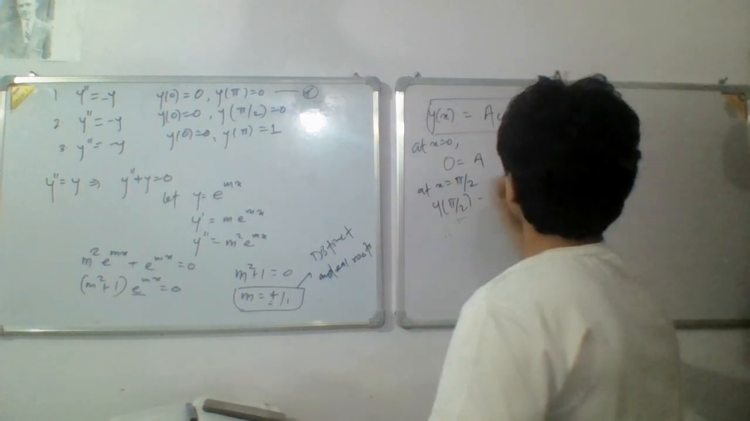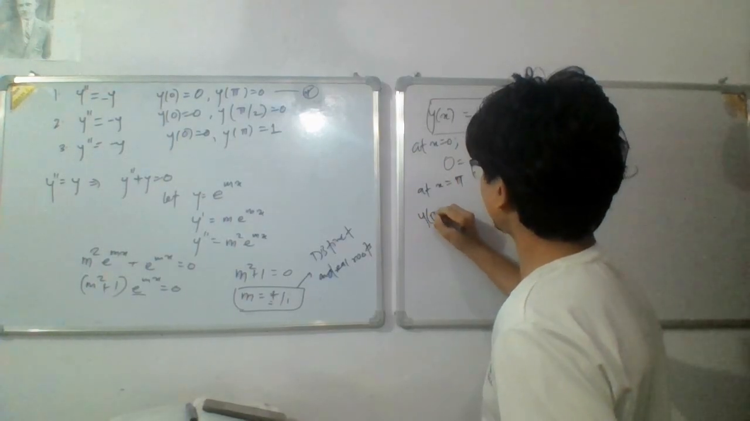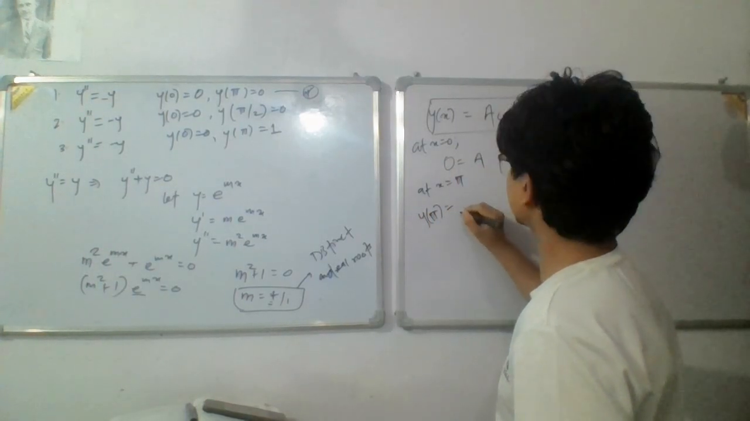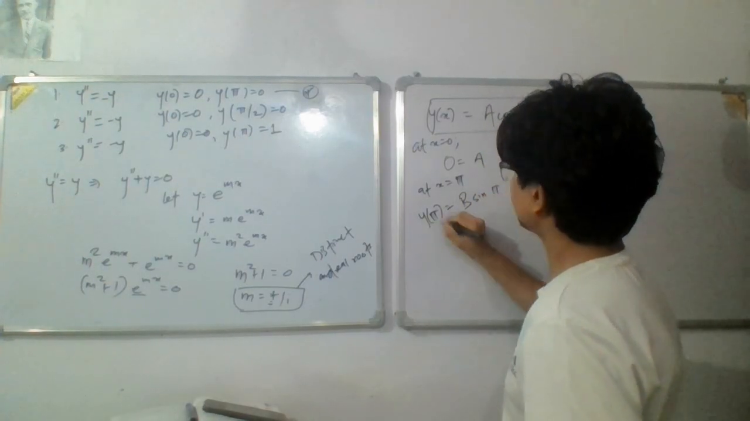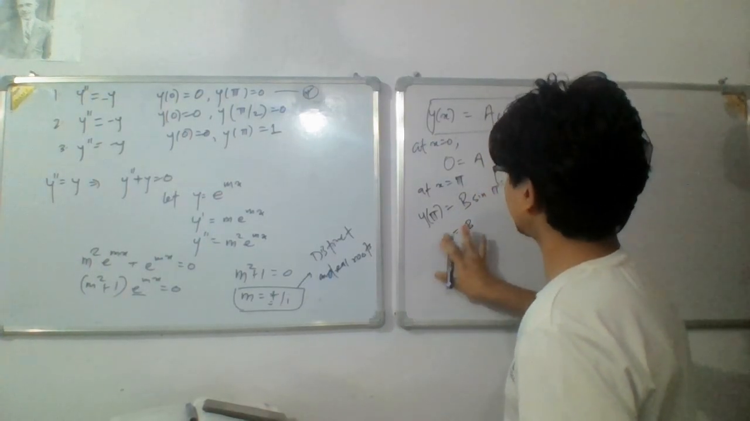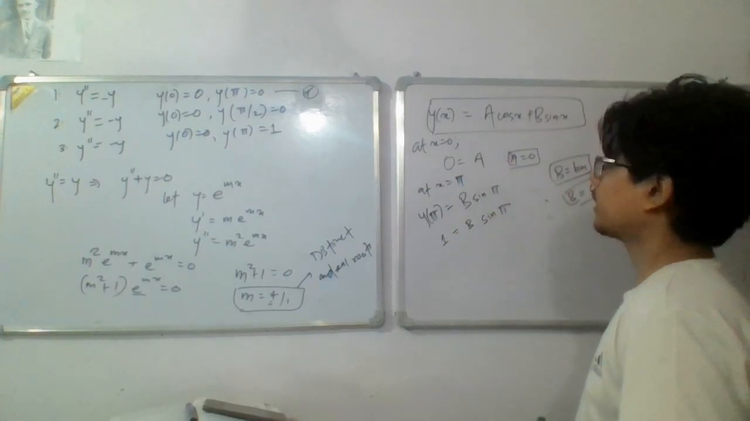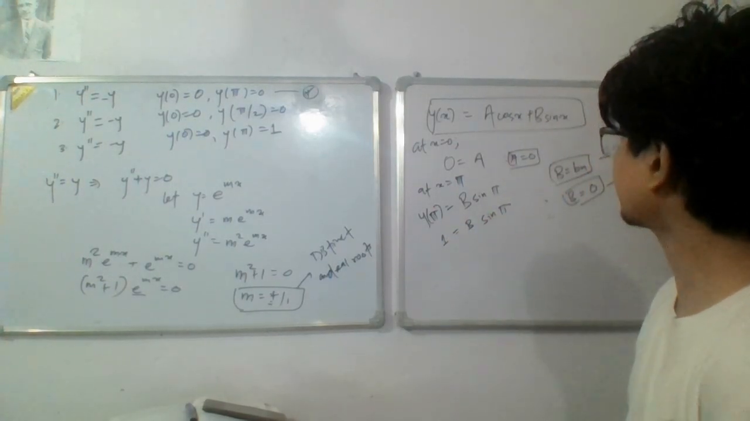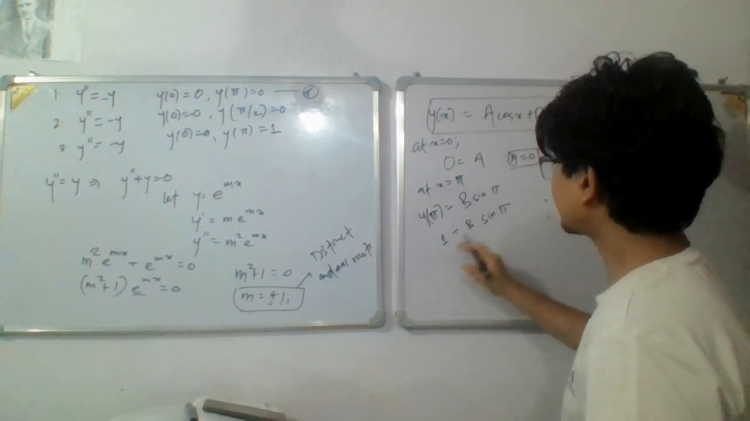And let's check the third condition, that is x equals pi. y of pi equals, a is already 0, so b sine pi, and this equals 1. So this is 1 equals b sine of pi. Now, okay, so let's understand this one. So we have b times sine of pi equals 1.